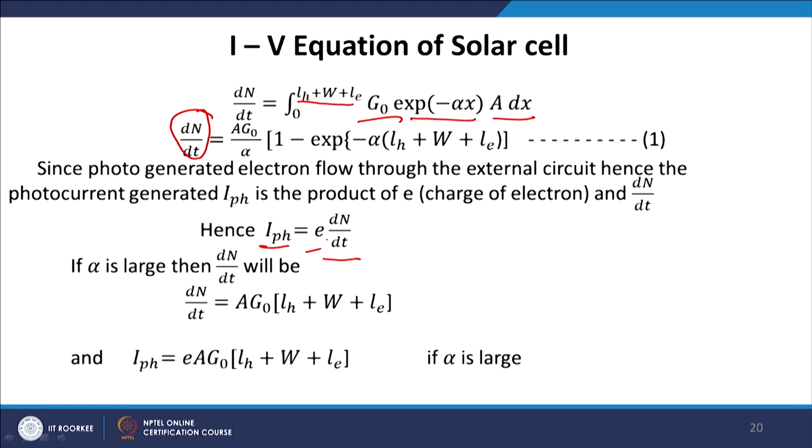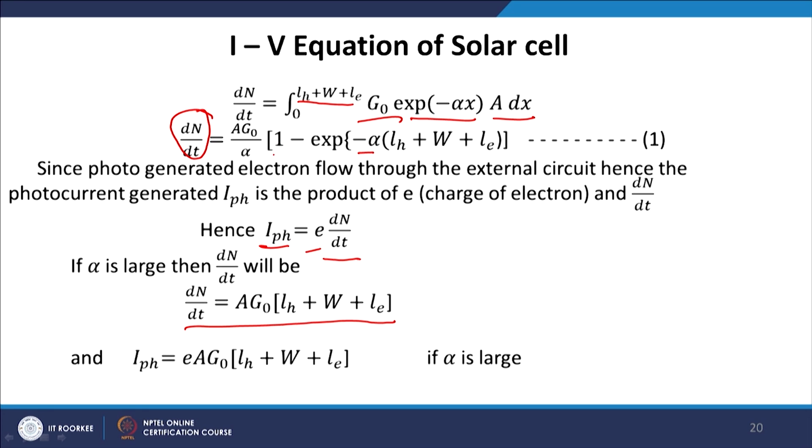Now, if alpha is large, we can approximate this equation as dN dt is A G0 into LH plus W plus LE. So, for alpha large, we can approximate equation 1 like the following, because you can expand the exponential as 1 minus alpha times LH plus W plus LE, and the 1 and 1 cancel out, giving you only the terms LH plus W plus LE and the term alpha. Let us do this so that it will be more clear.